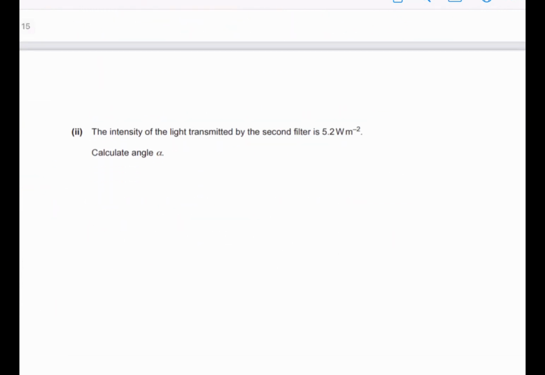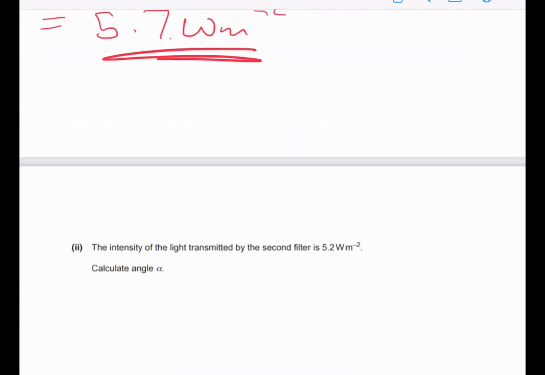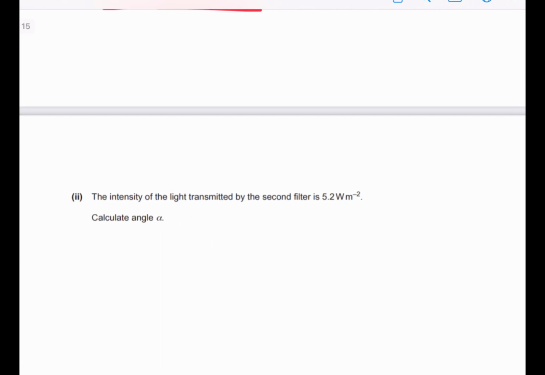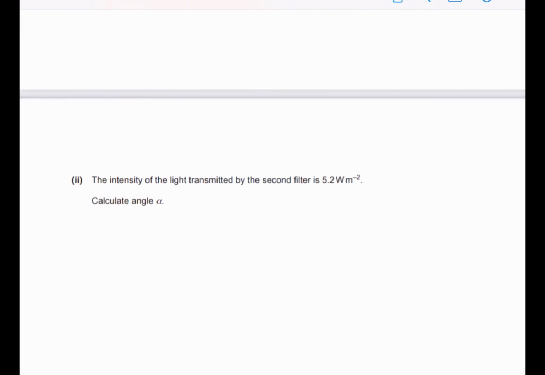Moving on to question part 2, we'll be given the intensity of light transmitted by the second filter to be 5.2, right? So it's light that is now coming out of this one, right, at an intensity of 5.2, and we've been asked to find the angle alpha, right? So we've been given the intensity already. So let's go. We know that I2 is equivalent to I naught cos squared of theta, right?